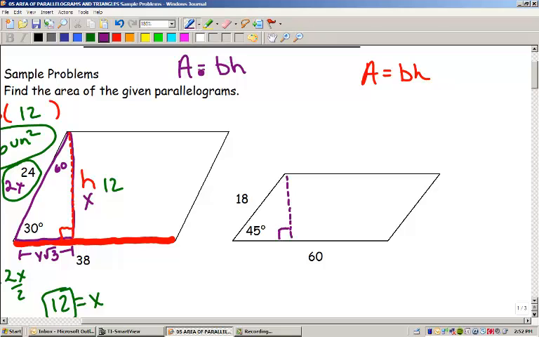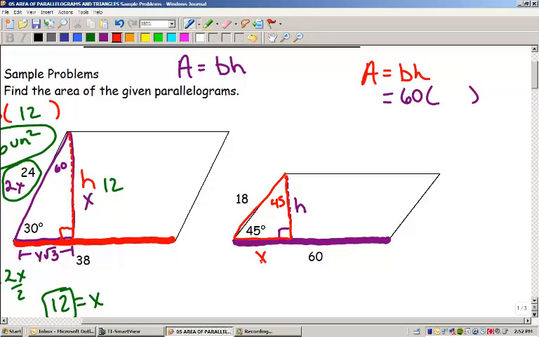And what that's going to tell me is that this is going to be used as my base. Because again, the altitude, the height, has to be perpendicular to one of my sides. So my base is 60. And again, I need to figure out what my height is. So what I take a look at is what type of triangle I have created. And it is a 45-45-90 triangle here in the corner.